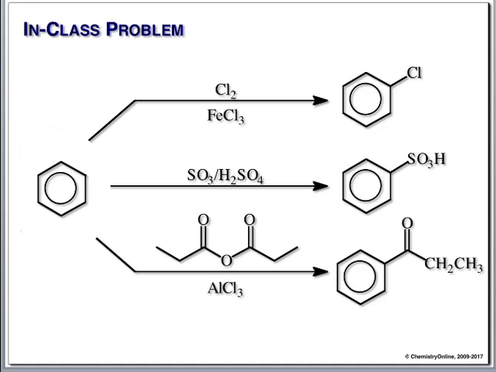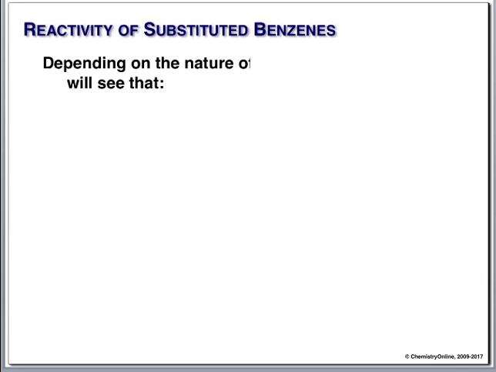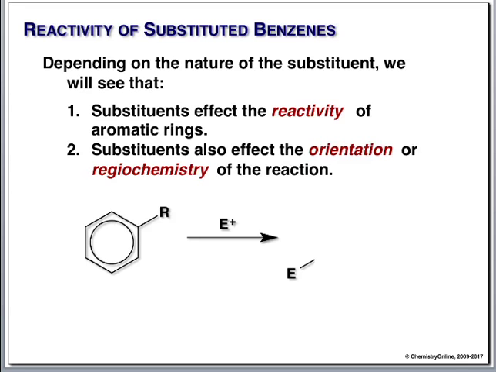All right. We know that benzene rings can have substituents on them. If you already have a substituent, you can still do electrophilic aromatic substitution. What you have to figure out, though, is where the electrophile is going to add. So substituents are going to control the reactivity of the ring. We will have things we call activating and things we call deactivating. And they're also going to control the regiochemistry. That is, where the electrophile adds.